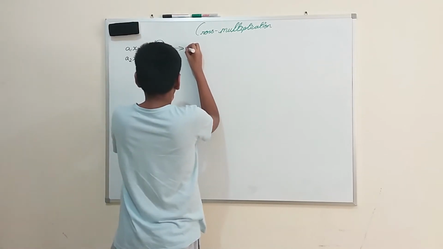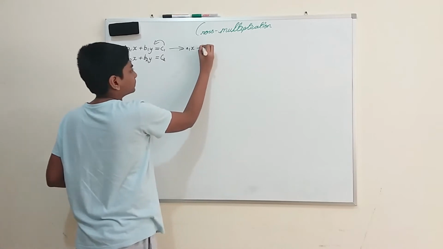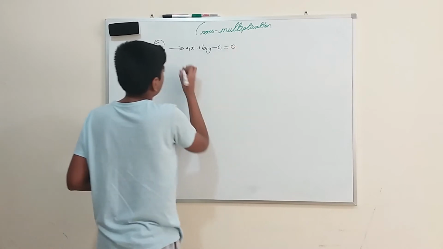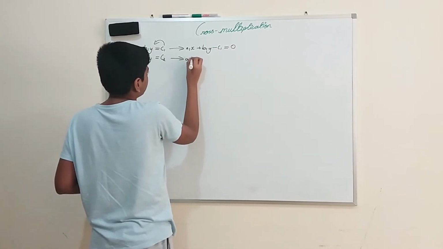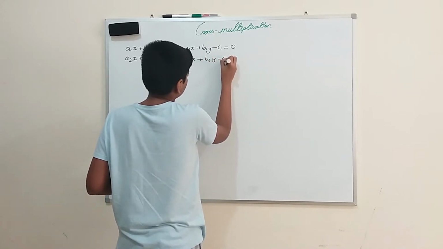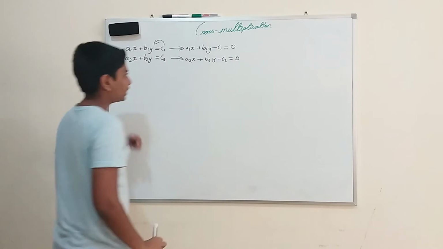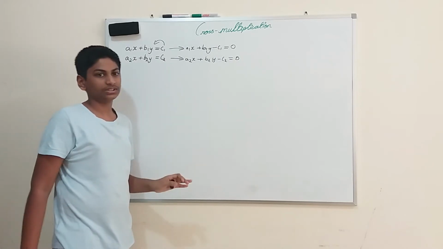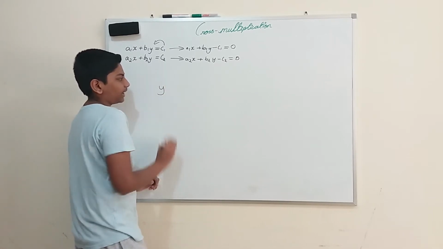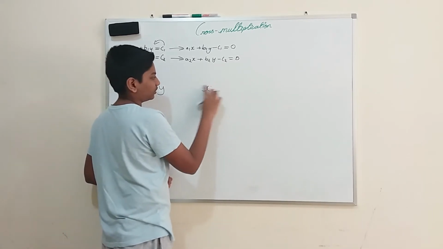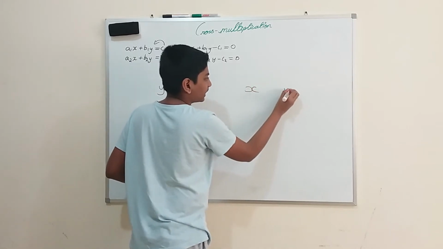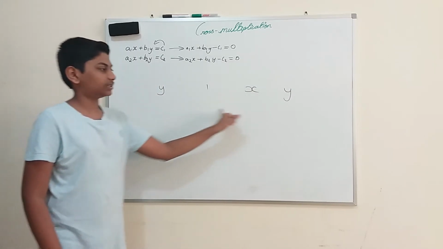So a1x plus b1y minus c1 equals 0, and a2x plus b2y minus c2 equals 0. Now what we are going to do is use the way to cross multiply. For cross multiplying, we'll write y, 1, then x, and then again y. Now we have these, we should write it over here like this.